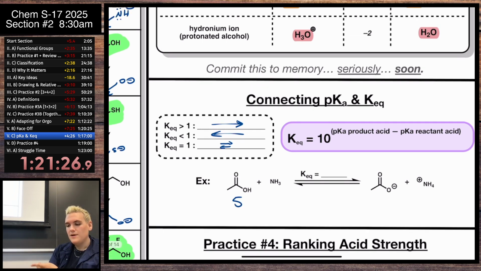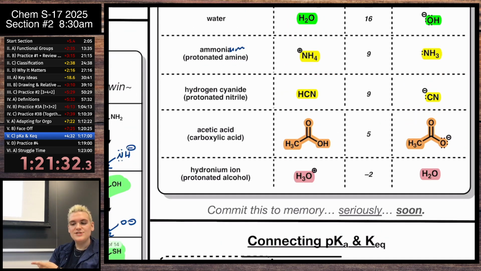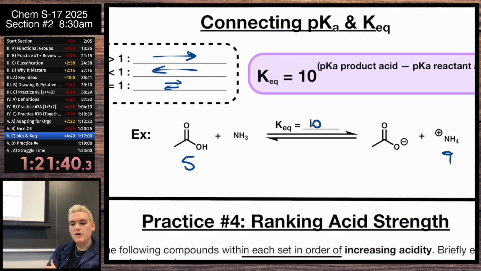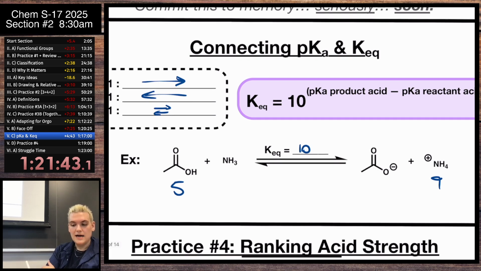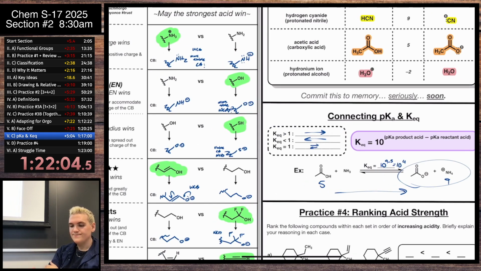And then for ammonium, wow, I made the same mistake, the NH4 is going to be about 9. Once we write out the pKa's on both sides, we can do 10 to the power of the pK of the product acid, 9, minus the pK of the reactant acid, 5. We get that the KEQ is 10 to the 4. That's greater than 1, right? So do we favor the products or the reactants? Products. Cool, a 10,000 to 1 ratio.